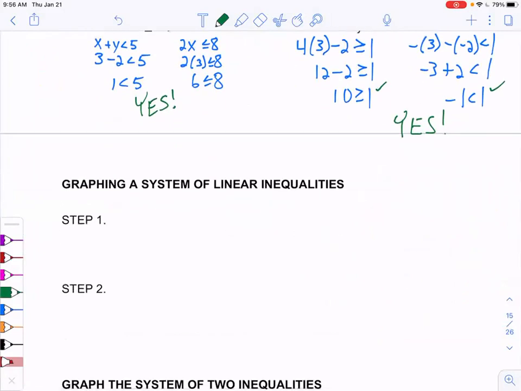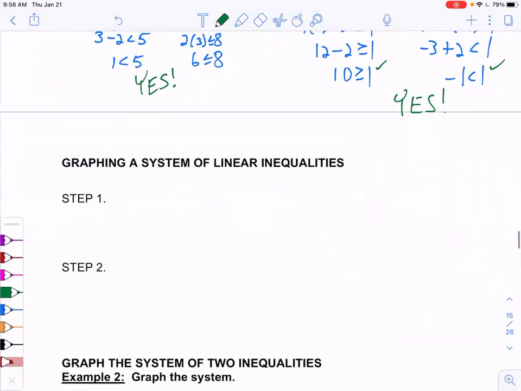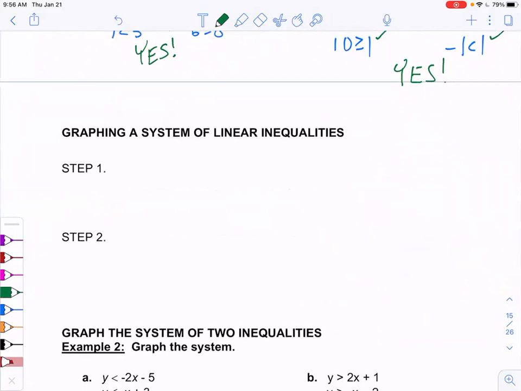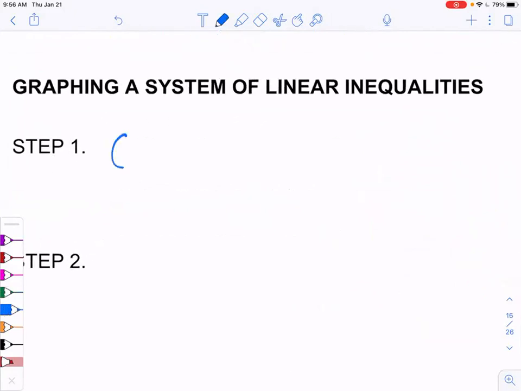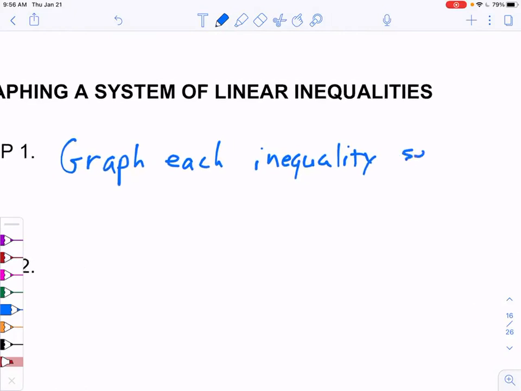But when we're going to graph a system of inequalities, we have to follow these steps. Step 1, I usually say, graph each line individually. And then step 2 would be shade the overlapping region. So you're going to graph each inequality separately.